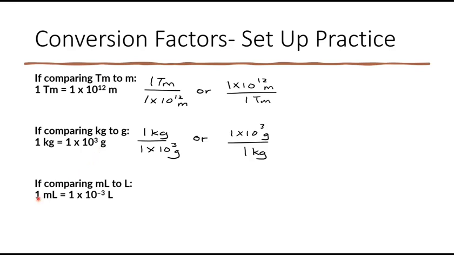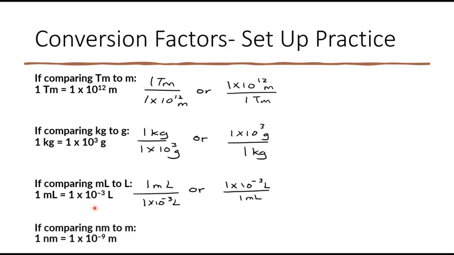Let's say we're comparing milliliters to liters. We would get the relationship again from our memory bank or the table that 1 milli equals 1 times 10 to the negative 3, or 1 milliliter equals 1 times 10 to the negative 3 liters. We can put the 1 milliliter on top and the 1 times 10 to the negative 3 liters at the bottom, or we can flip the ratio. 1 times 10 to the negative 3 liters on top and 1 milliliter at the bottom.